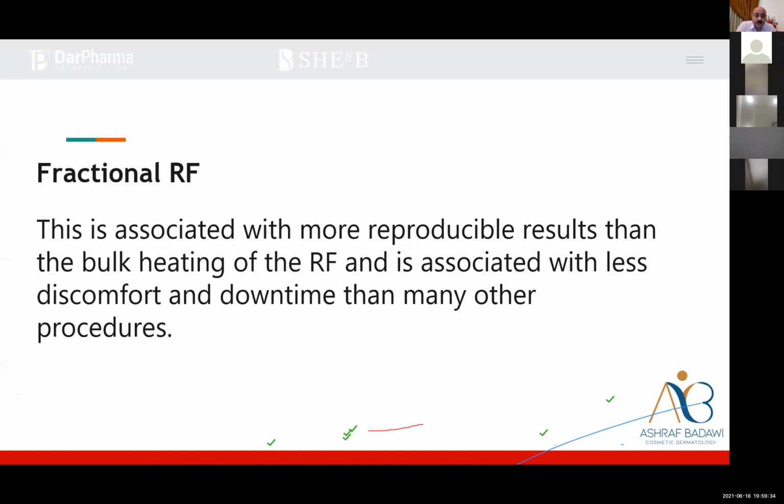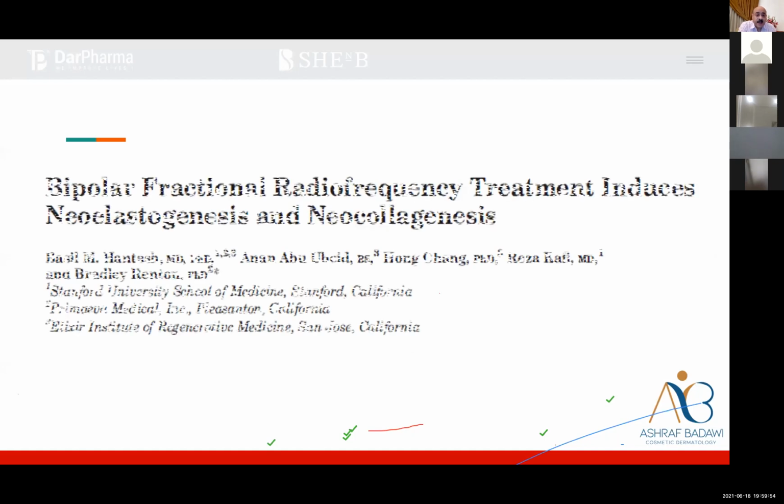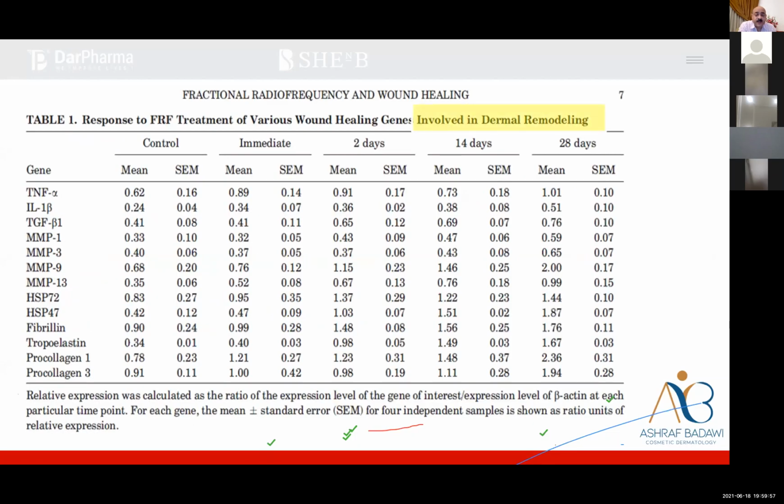But with microneedling, the results are much more reproducible, because at the end, the needle depth is going to the dermis, where we have enough water to generate enough heat and to achieve whatever results we want to achieve. This was a study about bipolar fractional radiofrequency treatment-induced neoelastogenesis and neocollagenesis. This study was studying the genes involved in dermal remodeling. I will discuss the fibrillin, the tropoelastin, the procollagen 1 and procollagen 3.